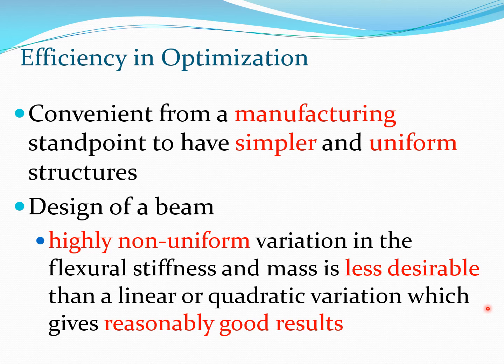Now, one more thing to keep in mind is that in manufacturing or in real life situations, it is preferred to have a system which is simpler and more uniform. So for example, you could be using an optimization method and you could get a very non-uniform variation of certain physical properties such as flexural stiffness and mass of a beam. But then you may find that it is actually less desirable and very difficult to manufacture this beam, and it would have been better to have a simple linear or quadratic variation for this particular problem.